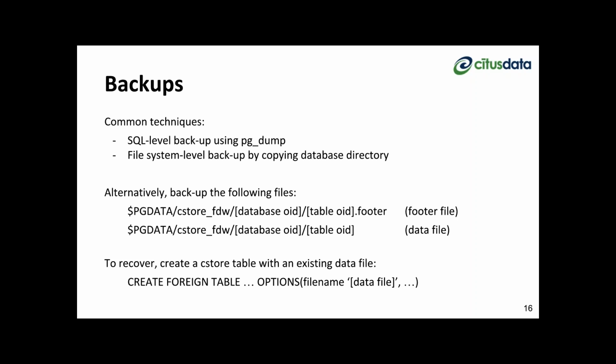If you shut down the database, you can just copy the database directory, because by default CStore places the data and the footer files in the database directory. Alternatively, you could also just take the actual CStore files. I mean, there's only two for each table. So if you look in the database directory, you'll find a cstore_fdw directory. Then there's a directory for each database, and then for each table, there are two files.